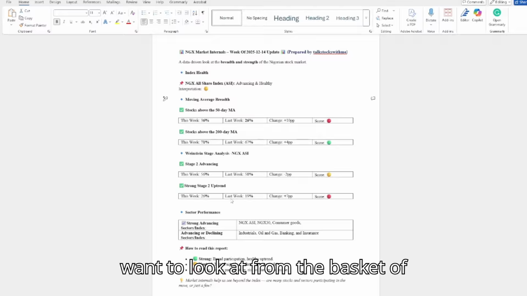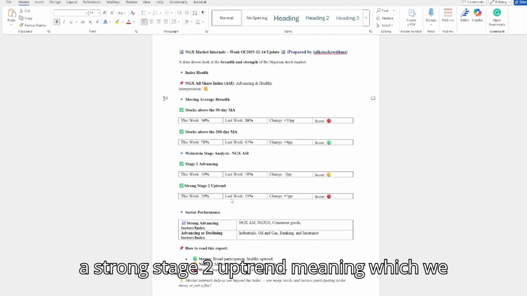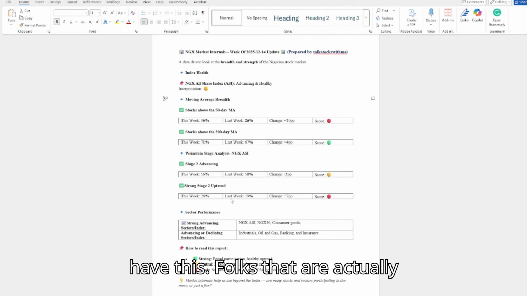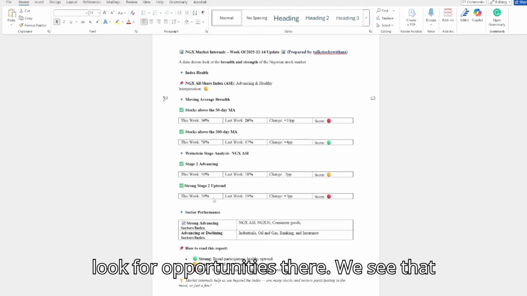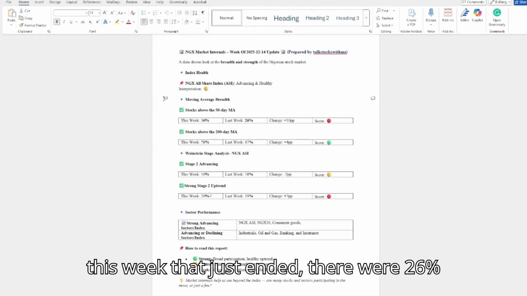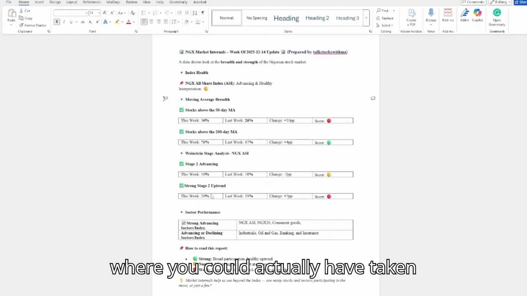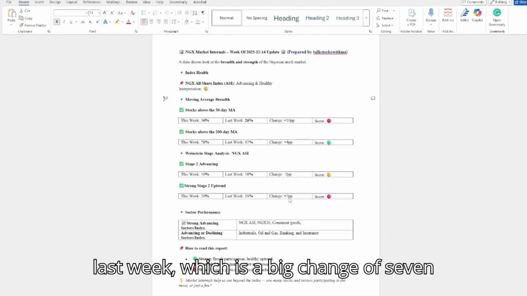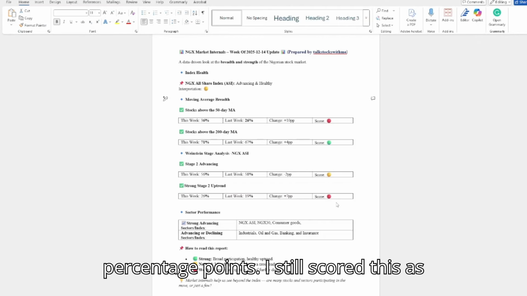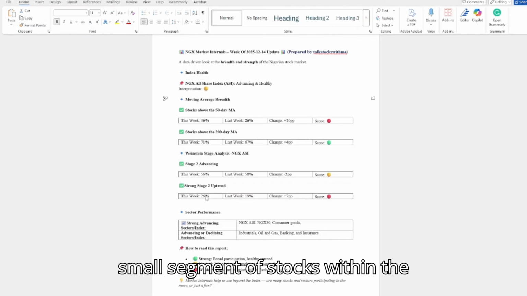Now, from the basket of stocks within the ASI, how many are in a strong stage 2 uptrend, meaning where are the stocks that are actually moving, that if you want to trade, you look for opportunities there. We see that this week that just ended, 26% of the stocks were actually moving, where you could have taken trades and been profitable, compared to 19% last week, which is a big change of 7 percentage points. I still scored this as weak because this is actually a small segment of stocks within the basket.